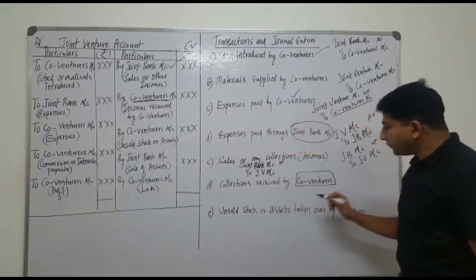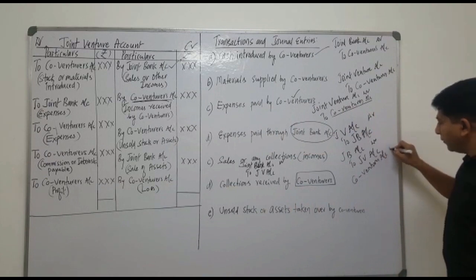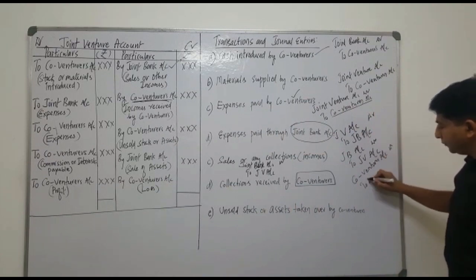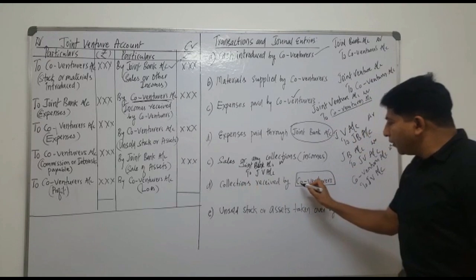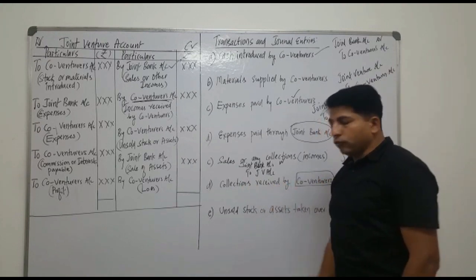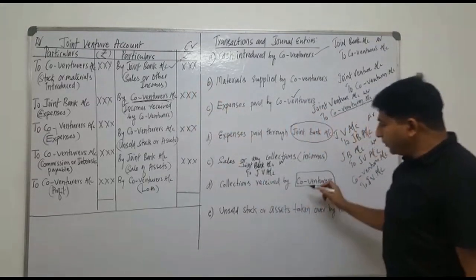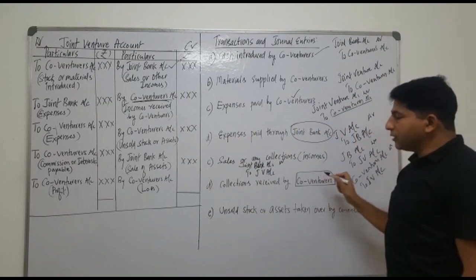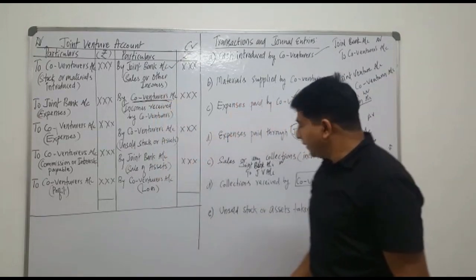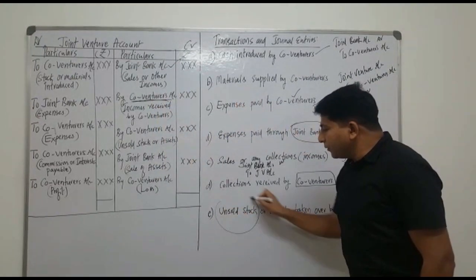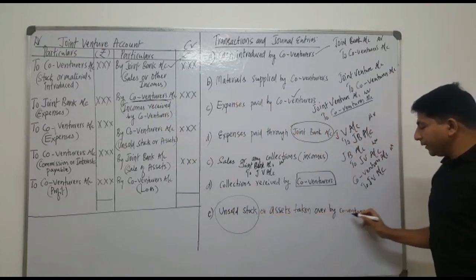The entry is co-venturers account debit to joint venture account. See, collections received by co-venturers. Co-venturers account debit to joint venture account. So this is the income, that is why we have written it on the credit side of joint venture account. This is the amount due from the co-venturers, that is why we have written the co-venturers account on the debit side. Next, the closing stock or unsold stock, or sometimes assets may be taken over by the venture.